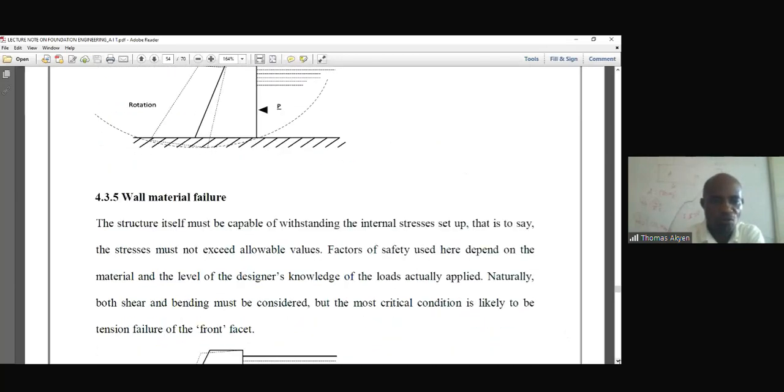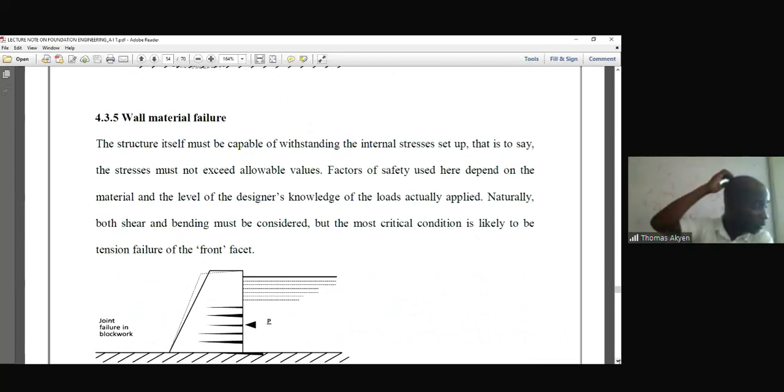Then wall material failure. The structure itself must be capable of withstanding the internal stresses set up. That is to say, the stresses must not exceed allowable values. The factor of safety used here depends on the material used in construction.